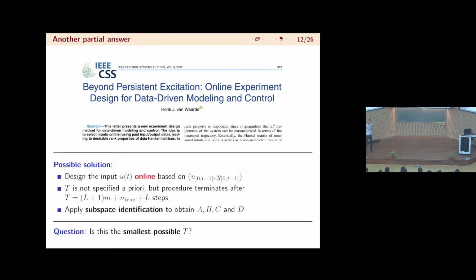But now I go back to my original question. So I ask again about this online procedure. Is this now the smallest number of samples? Yes or no? Can we somehow prove that this is the smallest number of samples, or is it maybe not the smallest number of samples that I can achieve? Well, for the moment, I keep the answer to that question a secret, but you will see the answer in a few minutes.